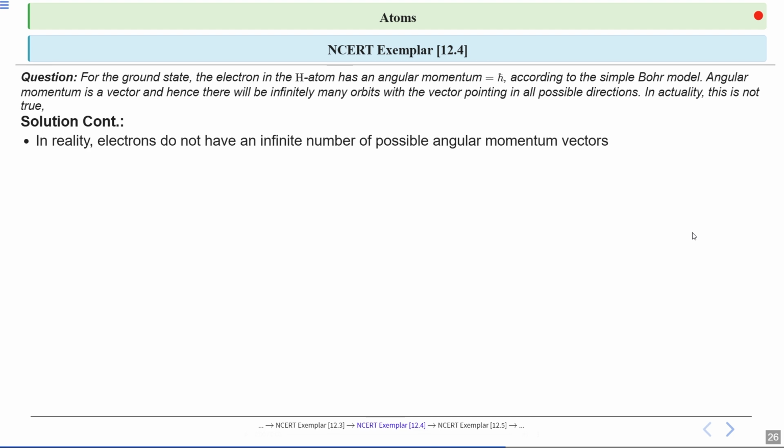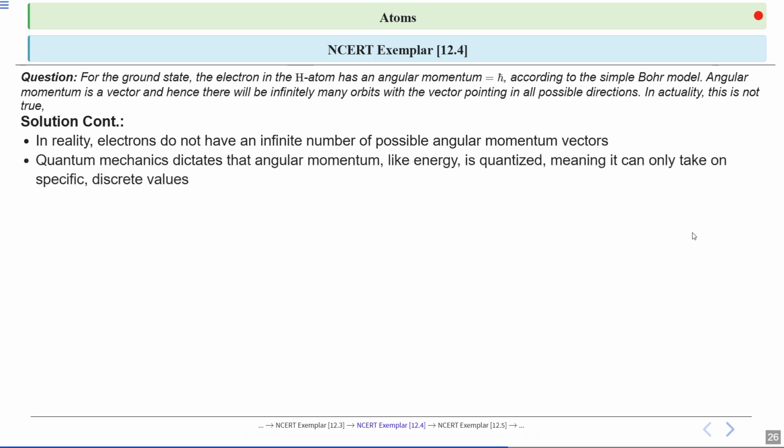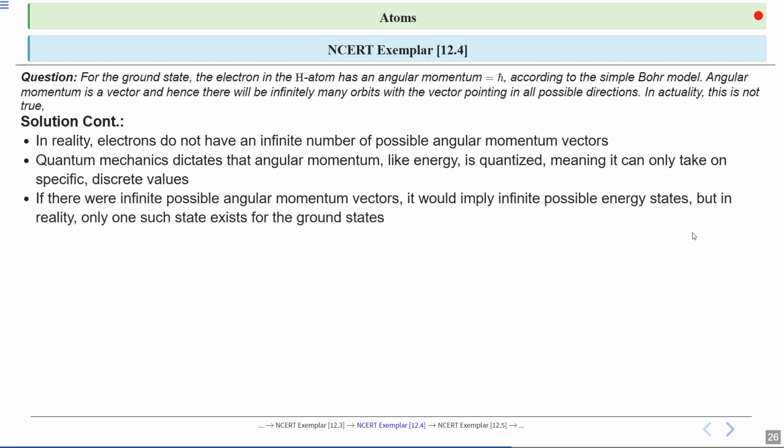In reality, electrons do not have an infinite number of possible angular momentum vectors. Quantum mechanics gives us those restrictions. It tells us that angular momentum, just like energy, is quantized. That means it can only take on certain specific values, not any value at all. If there were infinite possible angular momentum vectors, it would imply infinite possible energy states, but in reality only one such state exists for the ground state.